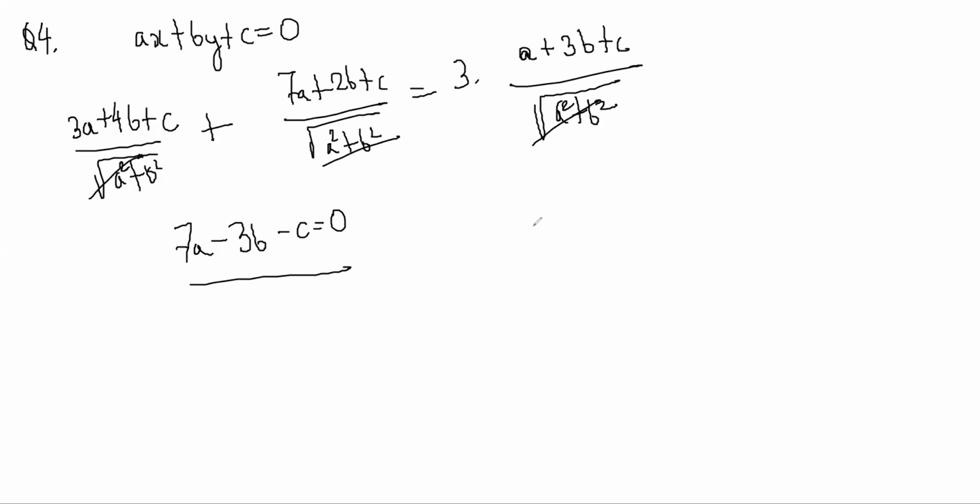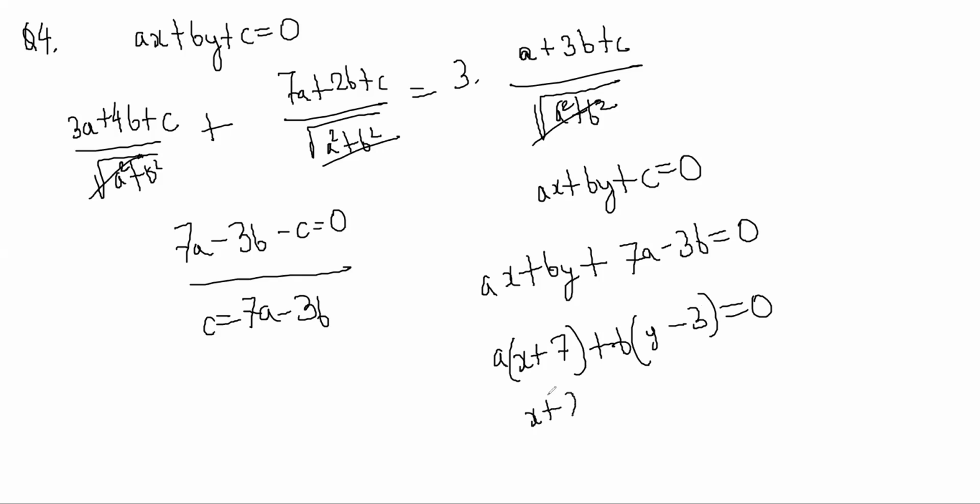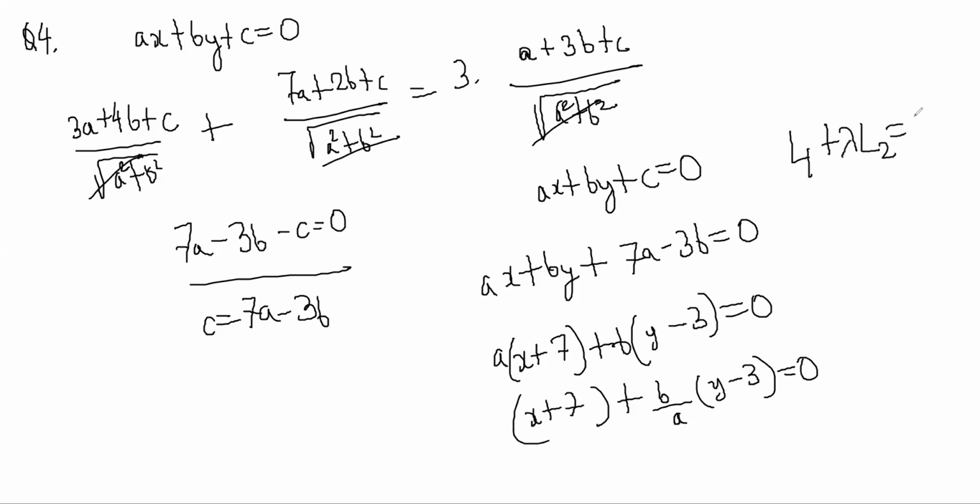So let's use the straight line equation ax plus by plus c is equal to 0 and use this fact that c is equal to 7a minus 3b. So this becomes ax plus by plus 7a minus 3b is equal to 0. You get a times (x plus 7) plus b times (y minus 3) is equal to 0. Divide by a, so (x plus 7) plus (b by a)(y minus 3) is equal to 0. So this looks like L1 plus lambda L2 is equal to 0. B by A is a constant, and L1 and L2 are these two lines. So it will always pass through the point of intersection of L1 and L2, which is minus 7 comma 3.